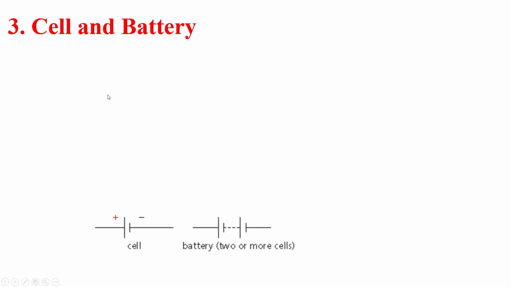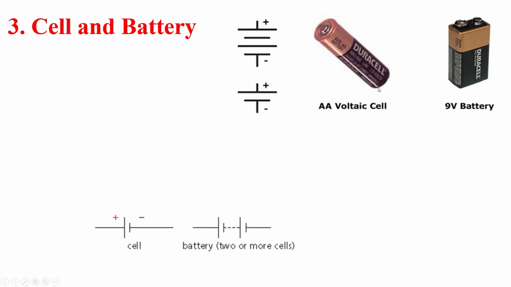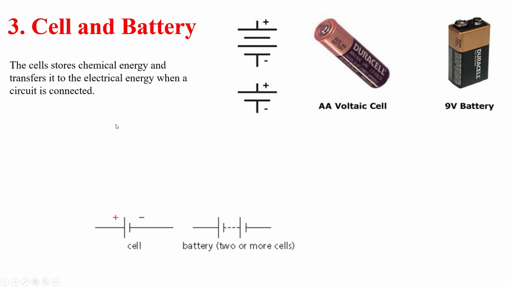So, cell and battery. A cell can be represented through this diagram, and a battery is represented through this diagram. So you can see over here, a cell is a storage of voltage or electrical energy. It stores electrical energy, and a cell basically has lower voltage as compared to a battery. Or in other words, when two or more cells are combined together, we call them a battery. The cell stores chemical energy and transfers it to electrical energy when a circuit is connected. So the basic purpose of the cell is to transfer the electrical energy throughout the circuit.